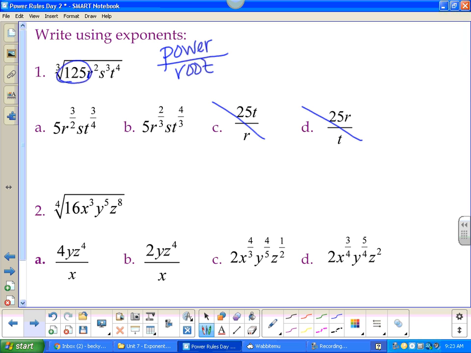Now remember, this is r squared and then cubed root. Remember, it's power over root. Well, your power is a 2 and your root is a 3. So it should be r to the 2/3. So not that. It should be this, power over root. And then s. Now s doesn't have a power. So why doesn't it have a power? Well, because its power over root would be 3 over 3, which is 1. And then this t, its power is a 4, and its root's a 3.